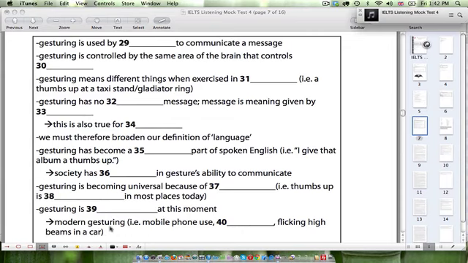The same is of course true for spoken language, which is really nothing more than sounds being projected and interpreted by a predefined code of understanding. It is for this reason that we must broaden how we have traditionally defined language. In fact, the thumbs up gesture has now become a metaphorical part of spoken English.